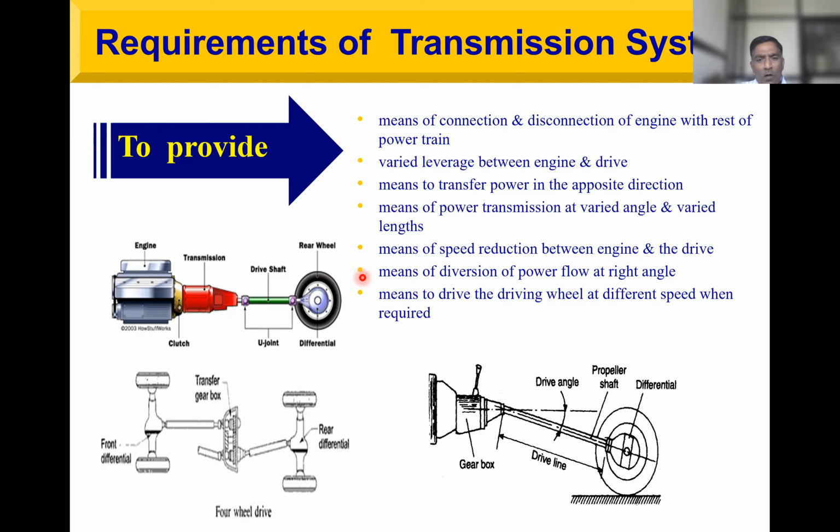Then to provide means of diversion of power flow at right angles, for that, final drive is required, and inside that final drive, bevel gears are used to transmit power at 90 degree, that is at right angles, and to provide means to drive the driving wheels at different speed when required, and for that this differential is provided. Now let us see one by one.